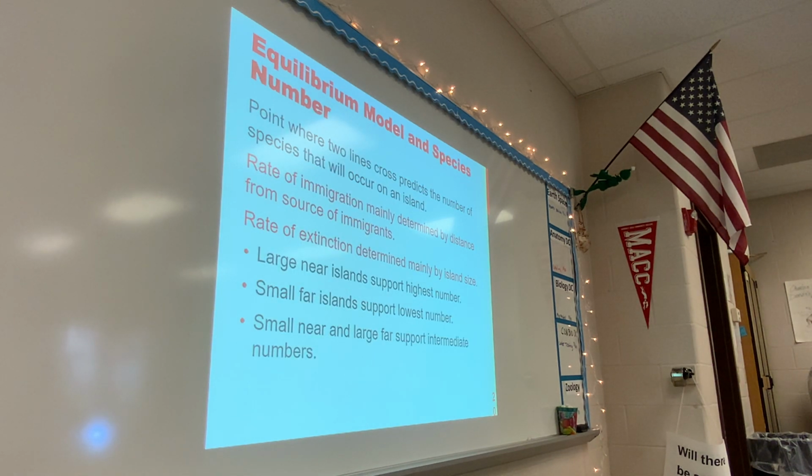All right, so rate of immigration is mainly determined by distance from source of immigrations. So how far it is from the original source. Rate of extinction is determined mainly by the island size. So a large near island supports the highest number, a small far island supports the lowest number.